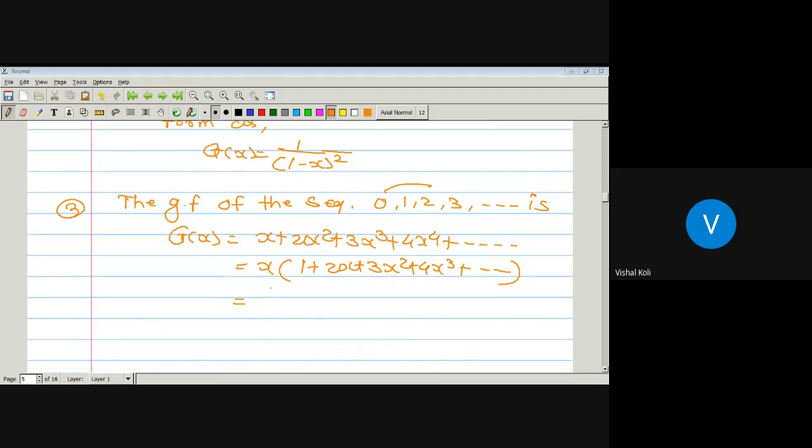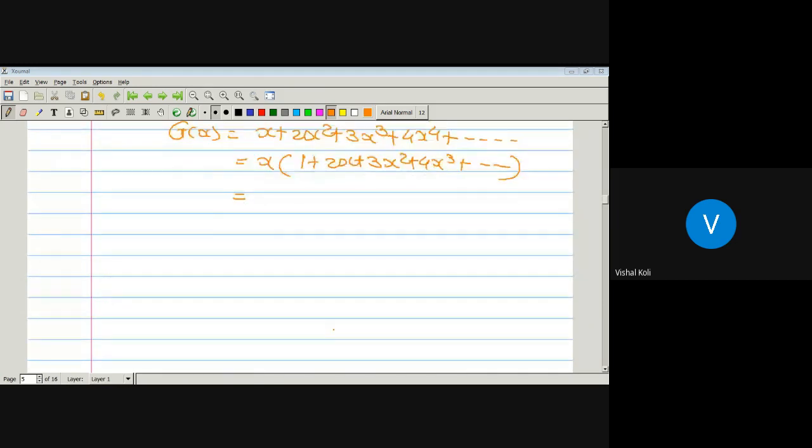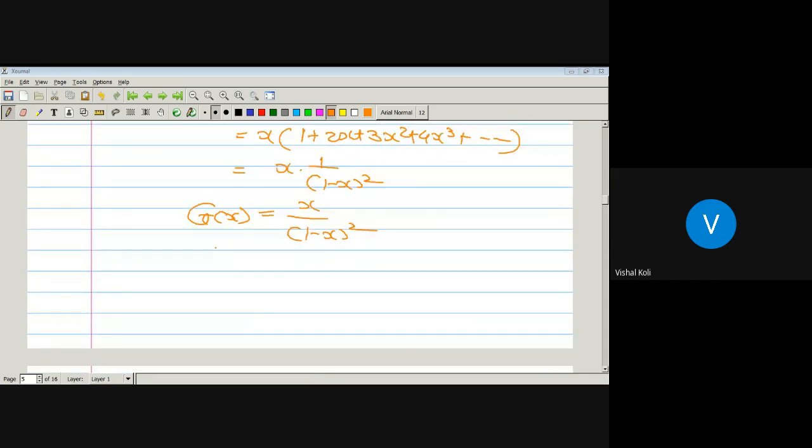This one has 1 plus 2x plus 3x square plus 4x cube, which has a closed form 1 upon (1 minus x) whole square. Here x is already there, so it is nothing but x into 1 upon (1 minus x) whole square. That is, x divided by (1 minus x) whole square is a closed form of the given sequence 0, 1, 2, 3 and so on.